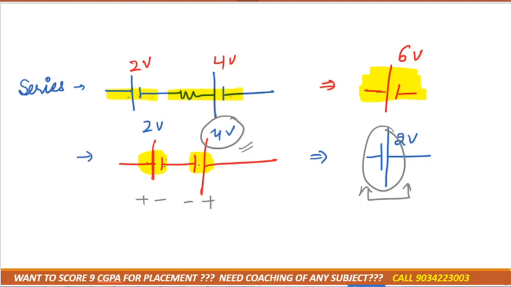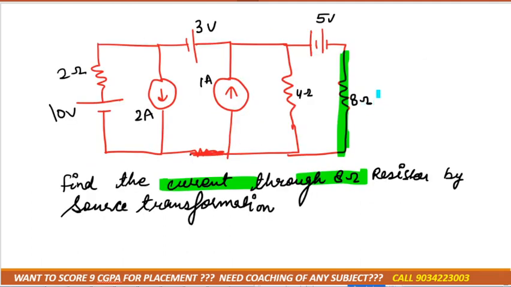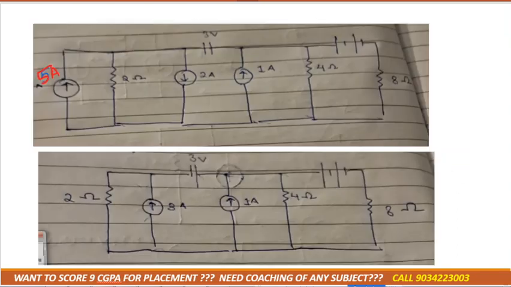So we were doing this question. As you can see, in whichever branch we need to calculate the current, we don't touch that resistor. We'll start from here. The 10 volt source is connected in series with 2 ohm, so we can convert it into a current source, right? If we convert it into a current source, what would be the value? I equals V by R, which is 5 ampere, right?